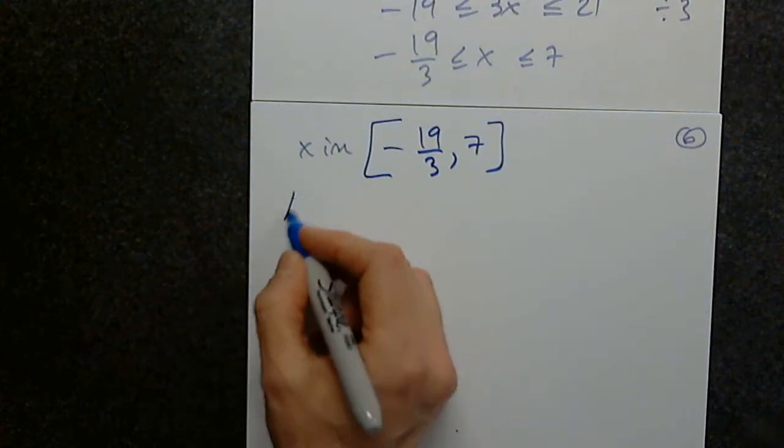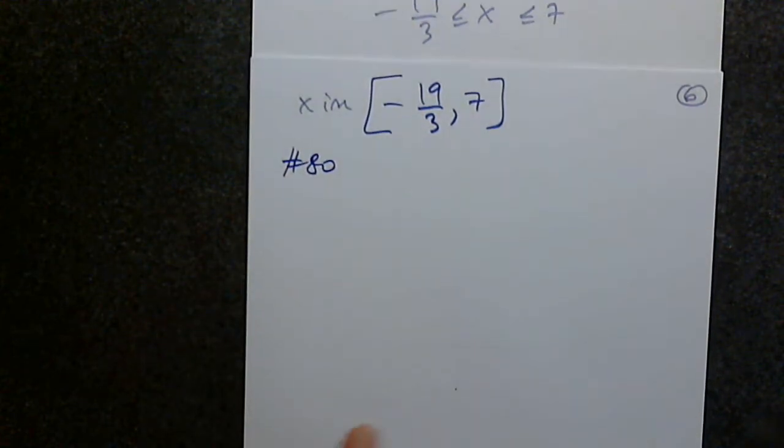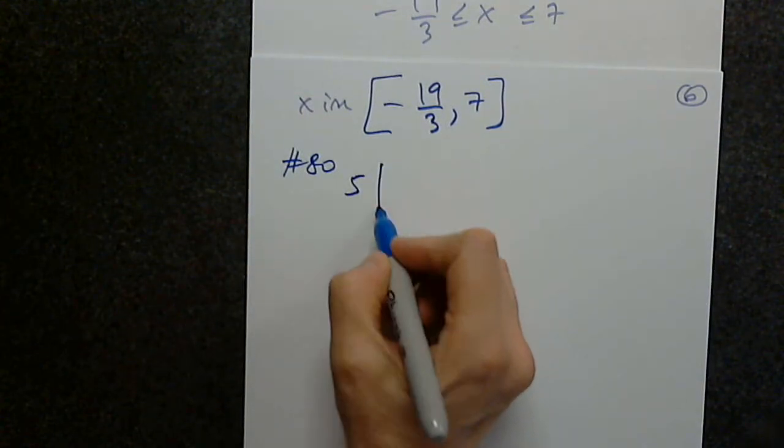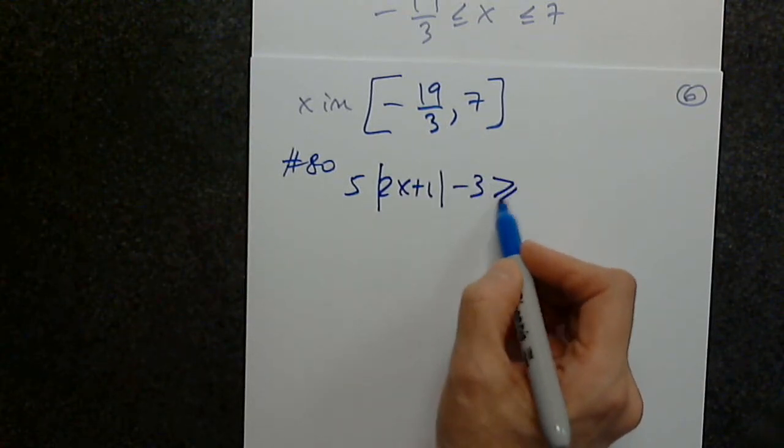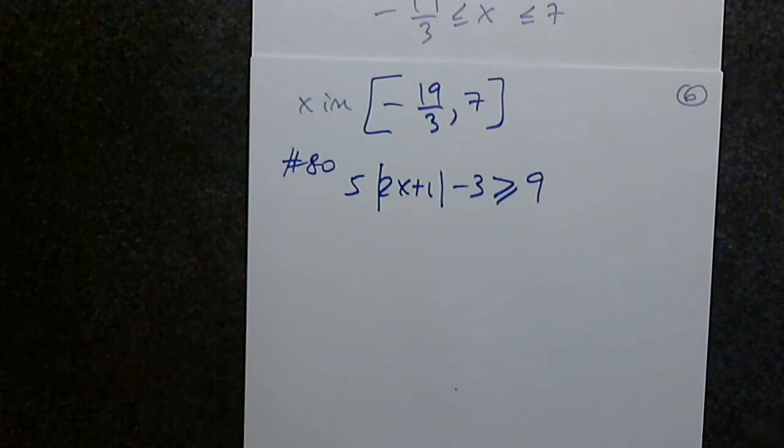Whenever there's the equal symbol, it means included, so the bracket means included. If it's not included, we use the parenthesis. 5 times the absolute value of 2x plus 1 minus 3 greater than or equal to 9, as the second example. So what do we do now?